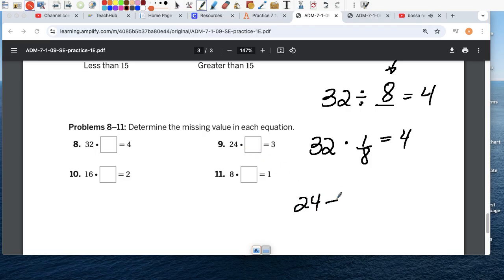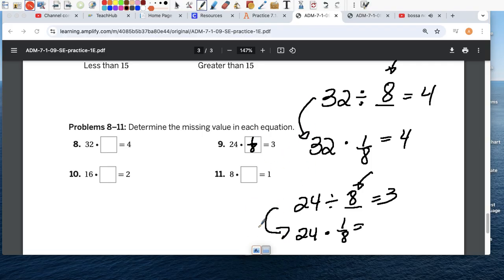Look at this one. 24 divided by a number I don't know equals 3. And since we know that division can be represented by multiplying by the reciprocal, we can say 24 times the reciprocal of this number, which we actually know, 24 divided by 8, and the reciprocal of 8 is 1/8. So we could have done this to find the answer instead of solving it as an equation.